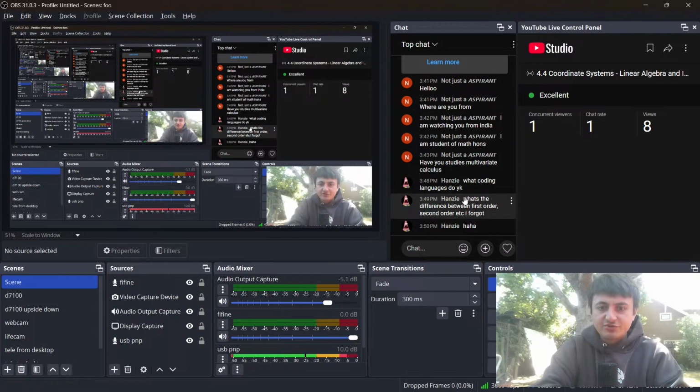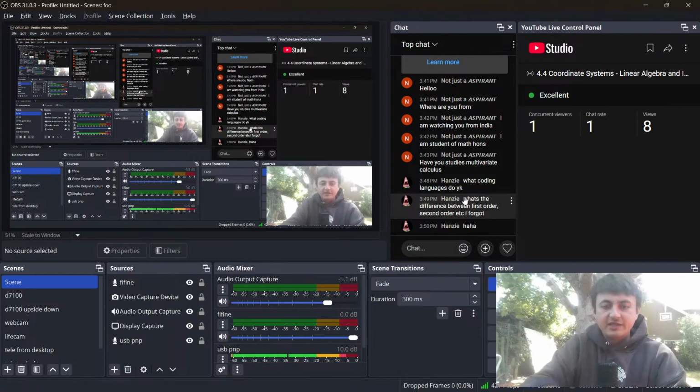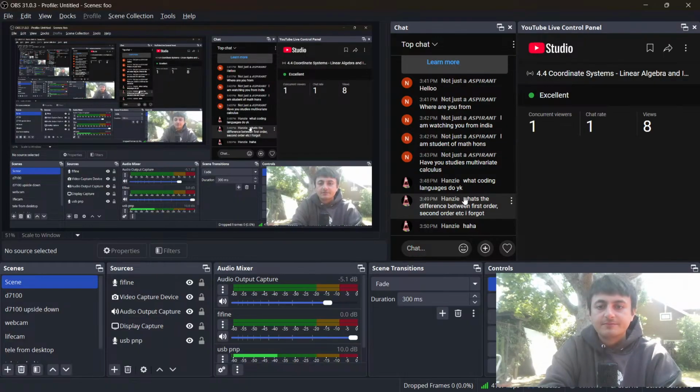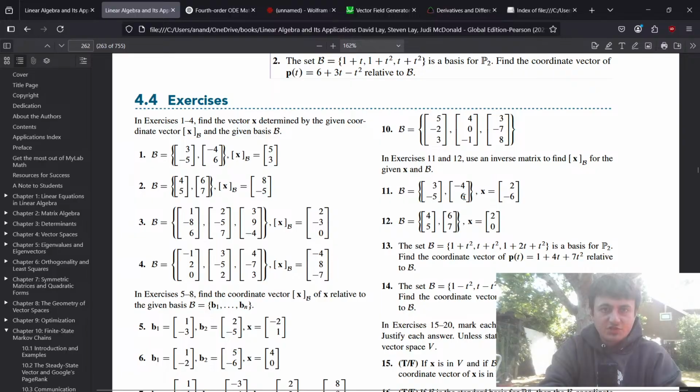The difference between first order and second order in differential equations is what the highest derivative is. So if you have like y double prime, that's second order. Like the harmonic oscillator, for instance, is a second order differential equation.